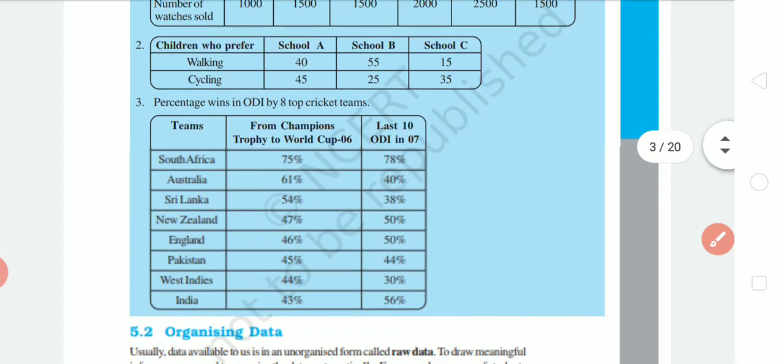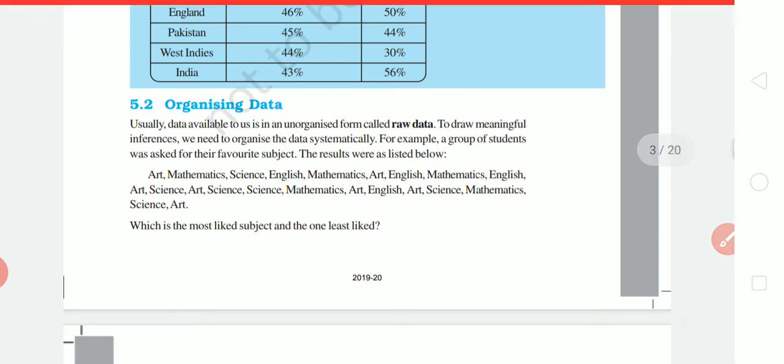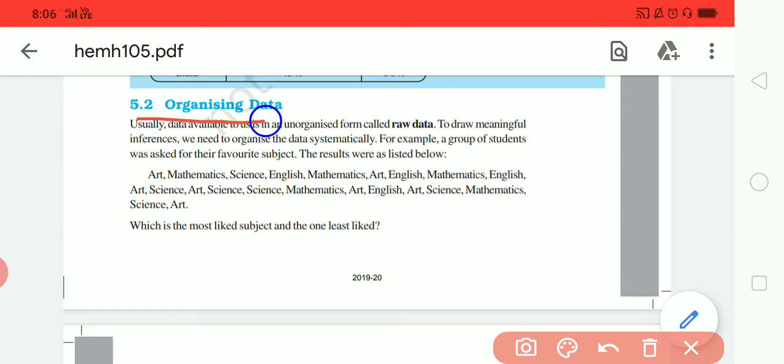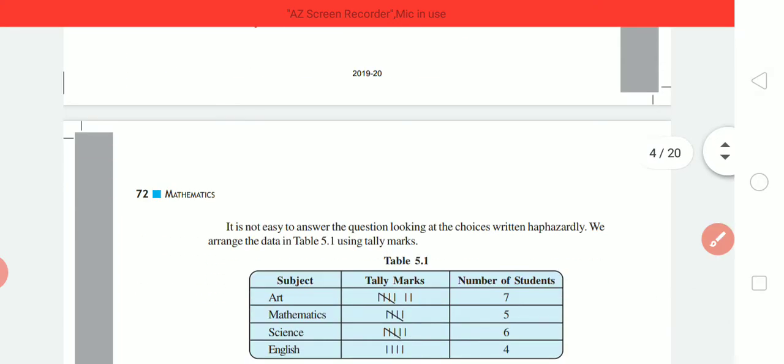And next one, organizing of data. I told you, when the raw data is collected by the surveyor and then organized in some tabular form or some form of graphical representation, this is called organization of the data.